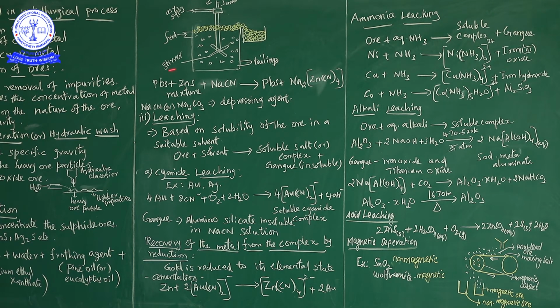If a mixture of sulfide ores is present, one sulfide interferes with the concentration of the other sulfide ore. This is avoided by adding depressing agents such as sodium cyanide or sodium carbonate. For example, in a mixture of lead sulfide and zinc sulfide, we add sodium cyanide, which depresses the floating property of zinc sulfide by forming the complex sodium zincate. So only the lead sulfide, galena ore, is present.